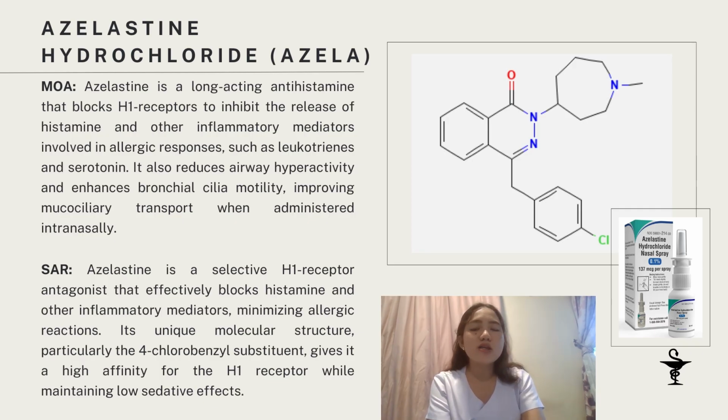Azelastine hydrochloride is a compound that belongs to the phthalazine family, characterized by specific structural features that contribute to its pharmacological activities. First, it has an oxo group at the 1 position, a methylazepan-4-yl group at the 2 position, and a 4-chlorobenzyl substituent at the 4 position. These structural elements play a crucial role in its function as a histamine H1 receptor antagonist, which is integral for mediating allergic responses.